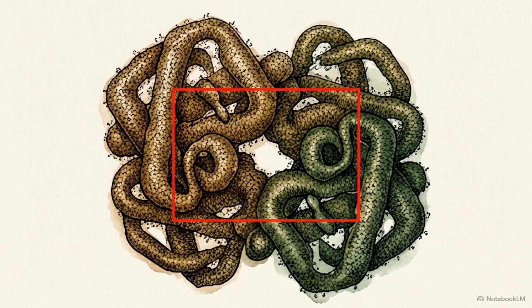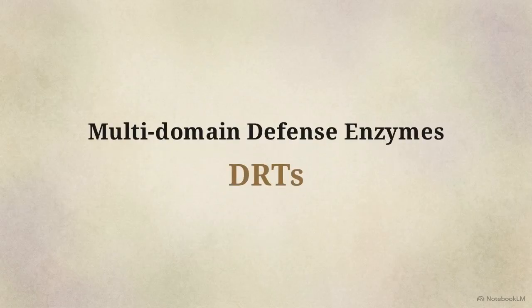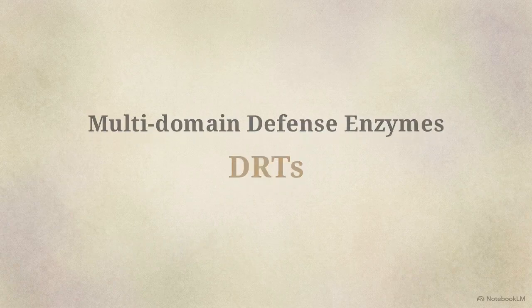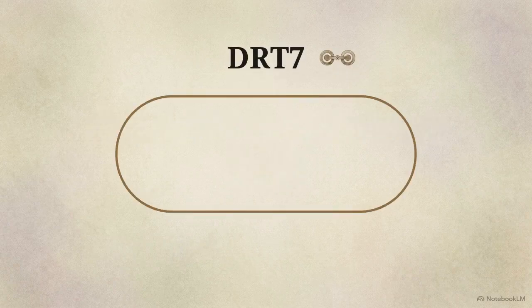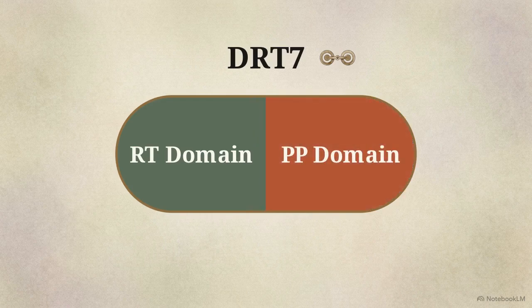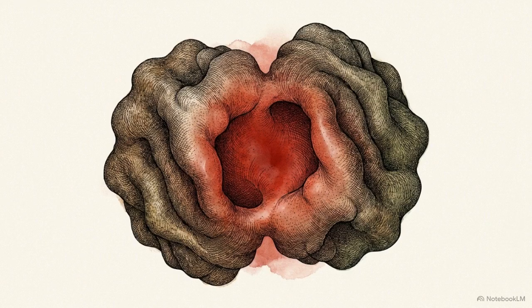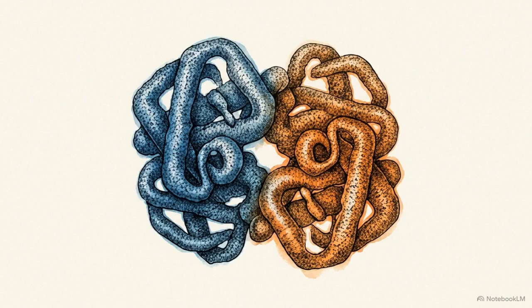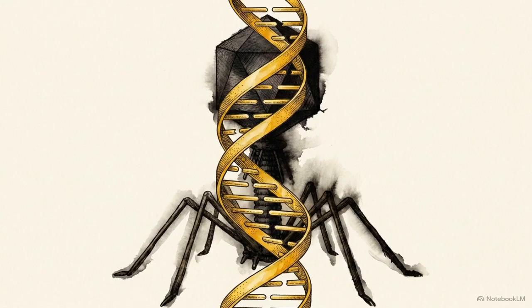Which brings us to the anomaly at the center of Song and Shah's study. They looked at a specific class of multidomain defense enzymes called DRTs. One of these, DRT7, has both an RT domain and a primase-polymerase, or PP, domain. But it completely lacks the non-coding RNA template that reverse transcriptases usually require. If a bacterial protein doesn't have a genetic blueprint to read from, how is it manufacturing the complex, lethal DNA needed to fight off a viral invasion from scratch?